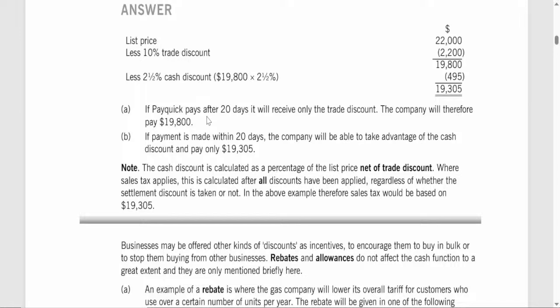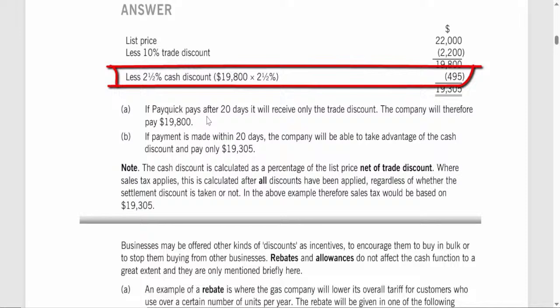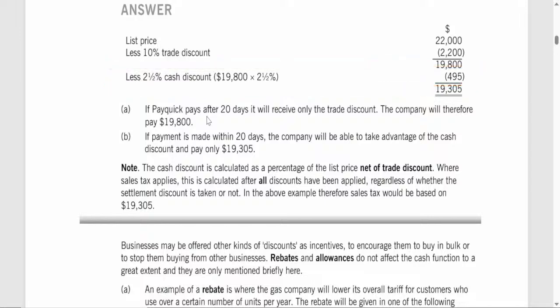Task B. Amount payable if payment is made within 20 days. If PayQuick makes the payment within 20 days, it qualifies for the cash discount. The cash discount of 2.5% is then applied to the price after trade discount, $19,800. Step 1. Calculate 2.5% of the price after trade discount. Cash discount equals price after trade discount times 2.5% equals $495. Step 2. Subtract the cash discount from the price after trade discount to get the final amount payable. $19,800 minus $495 equals $19,305. Therefore, if PayQuick pays within the specified 20-day period, it will pay a reduced amount of $19,305, benefiting from both the trade discount and the cash discount.